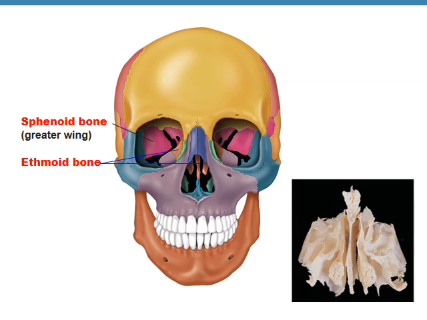So I wanted to go back to this anterior view and make sure we can see this here and this here. These are the inferior nasal conchae.